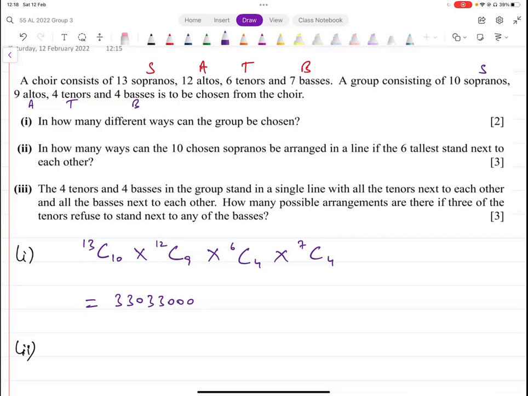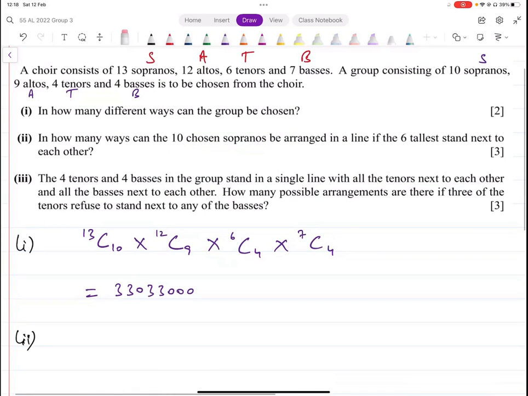Are we choosing something here? We're not choosing something here. They're already chosen. We have 10 students already. Yeah, we have already chosen. Okay? And now we are doing what? We are arranging them in a line, and the 6 tallest have to stand next to each other.